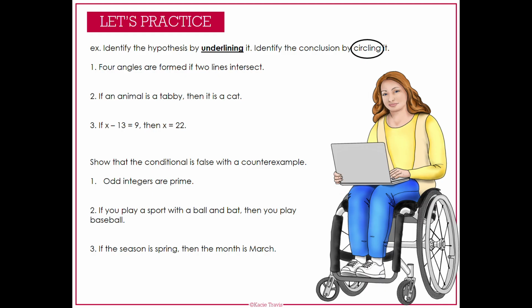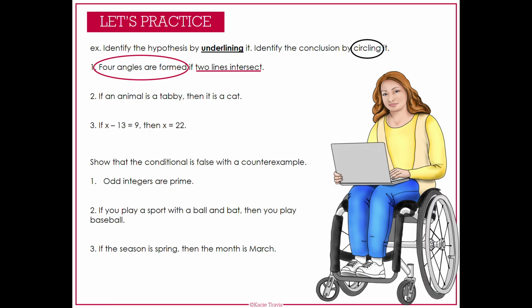All right, people, if you paused it and tried it out for yourself, appreciate it. Good job. Let's try out some of these. Our hypothesis is followed by the if. So in our first one, it's a little bit changed up because we don't see a then part, but I do see an if part. So our if is 2 lines intersect. That's our hypothesis. Our then is a result of the if. So for this one, it would be 4 angles are formed.